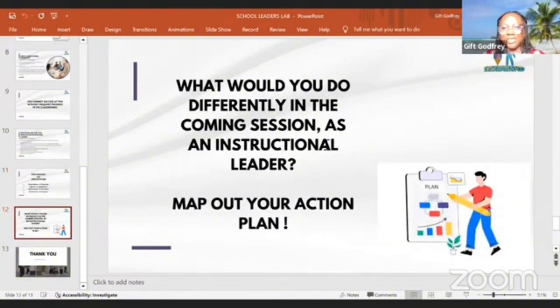Finally, you have this. What would you do differently in the coming session as an instructional leader? You need to now map out your action plan. Make it 5. This term, this is what I would do differently, this, and this, and that.